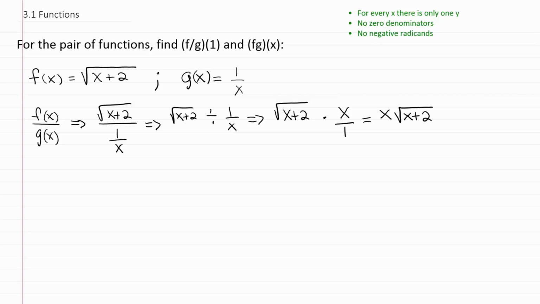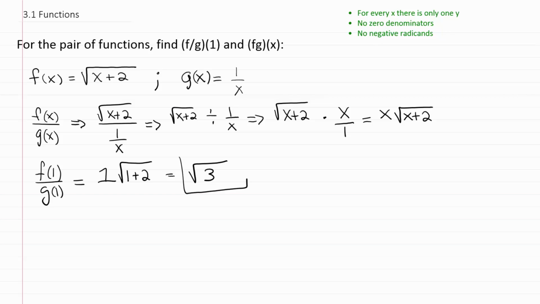All right, from here, they want us to evaluate that at 1. So if I wanted to do f of 1 over g of 1, then that would basically be the same as saying 1 times the square root of 1 plus 2, or in other words, the square root of 3, because 1 times the square root of 3 is just the square root of 3. All right, so that would be the answer.